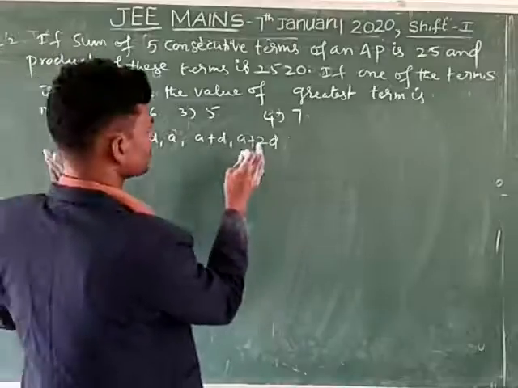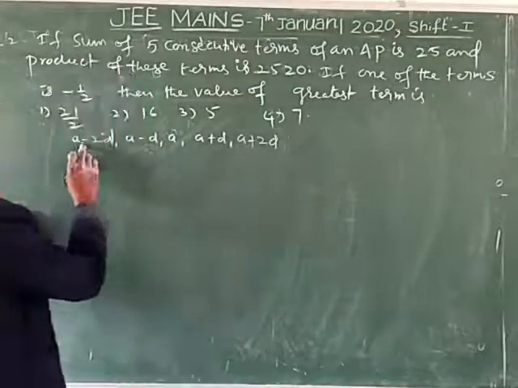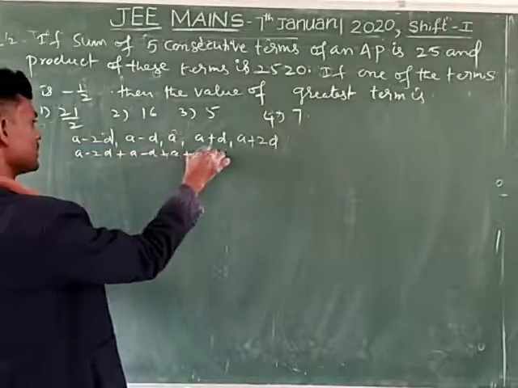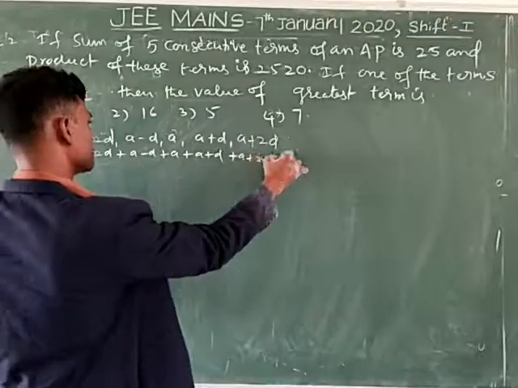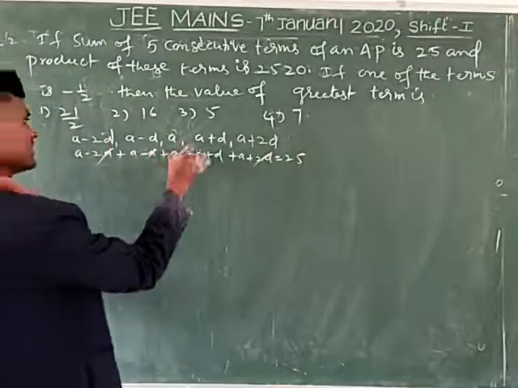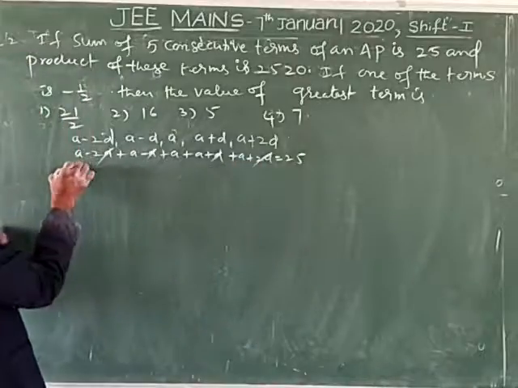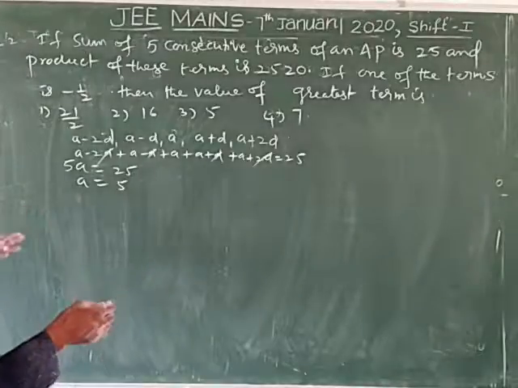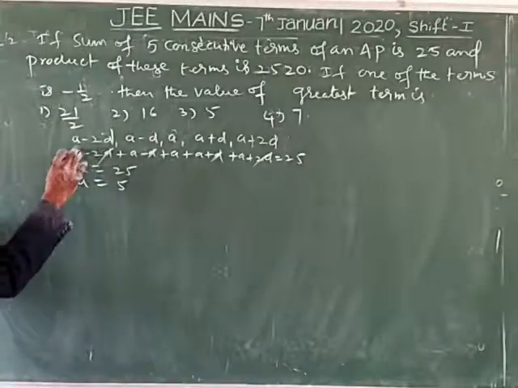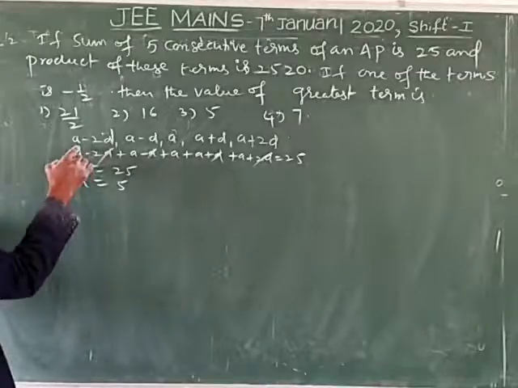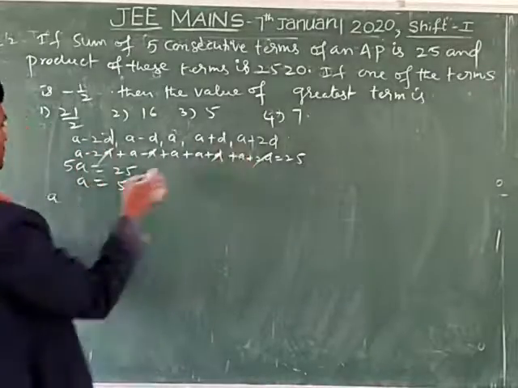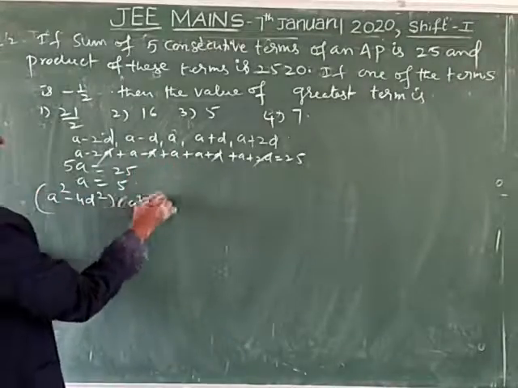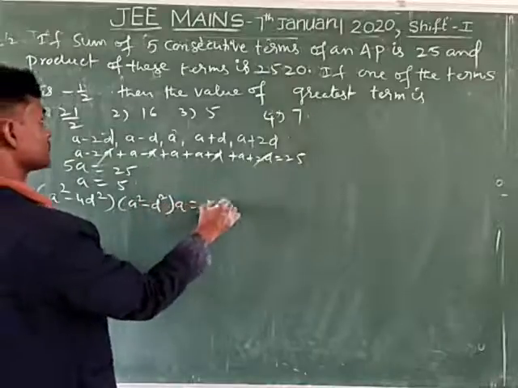Now the sum of these 5 terms is equal to 25. Then a minus 2d plus a minus d plus a plus a plus d plus a plus 2d is equal to 25. Now d cancels, then 5a is equal to 25, a is equal to 5. Now the product of these terms is equal to 2520. The product is simple; I will write it directly: (a plus d)(a minus d) is a square minus d square, so (a square minus d square) times (a square minus 4d square) times a is equal to 2520.